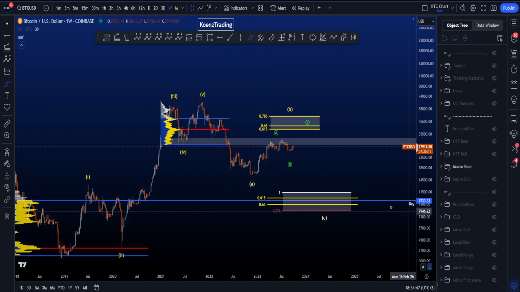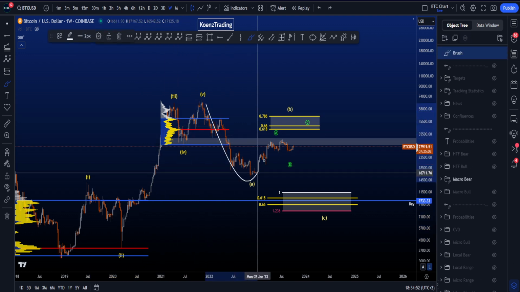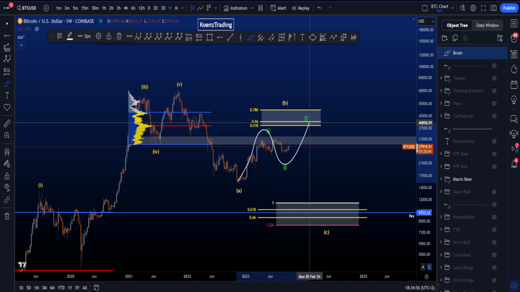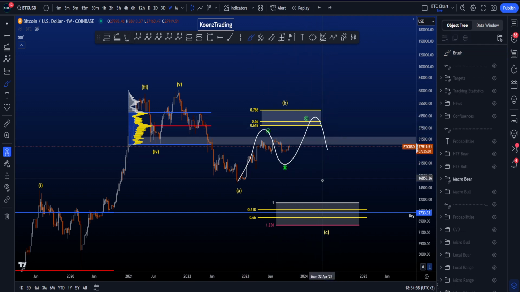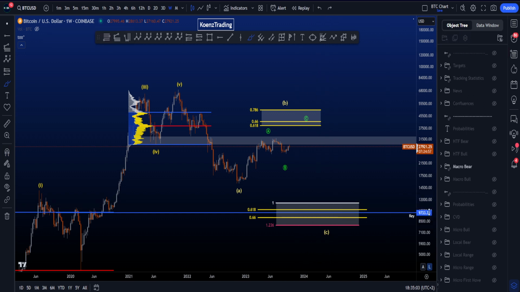If we go to the macro bearish scenario, we're looking for the same move to the upside, but now we're looking for a 3-wave structure to the downside. Currently still working on a 3-wave move over here, after which we then expect a continuation down, looking for the support area between 11K and 8K.